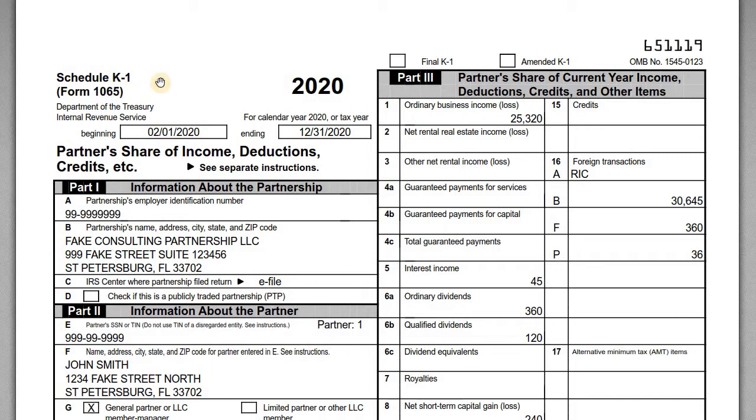So to start in the top left section here, Schedule K-1, Form 1065, this is a Schedule K-1 for a partnership return, right? Form 1065 is the partnership tax return filing. And that's important because there are Schedule K-1s for other entity types, right? Schedule K-1 can also be issued for an S corporation. So for an S corporation, you would see Form 1120S.